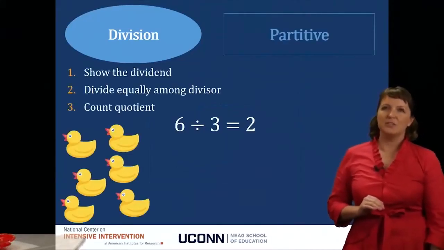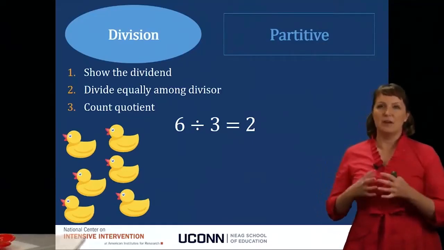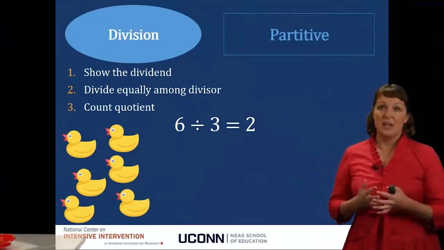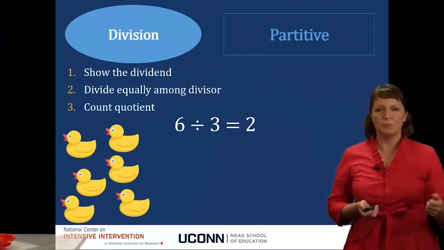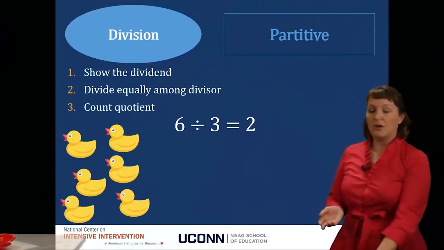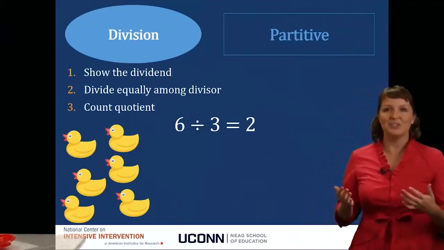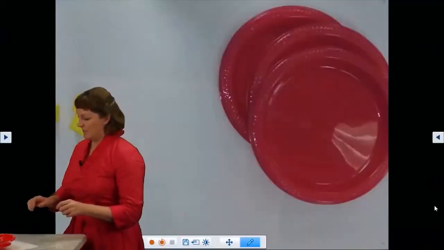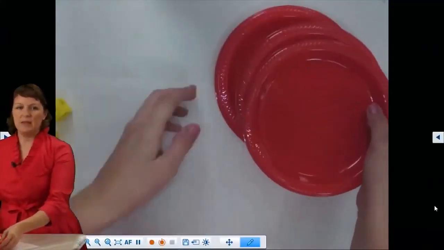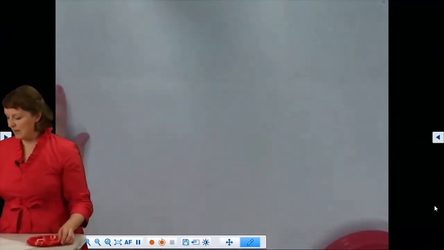With partitive division, we have a set of objects, or what we call our dividend. And we're going to divide those equally among the divisor, or among groups. And then we'll figure out how many are in each of those groups, and that will give us our quotient. So I'm going to use my manipulatives over here to solve this problem. The problem we're doing is 6 divided by 3.